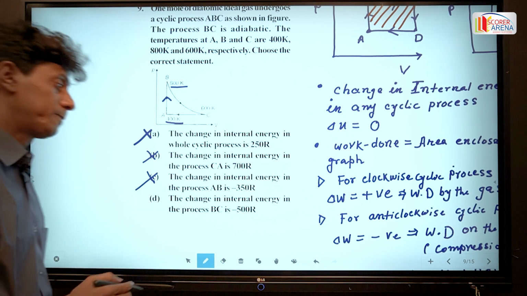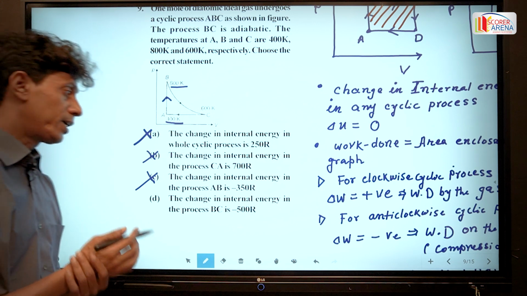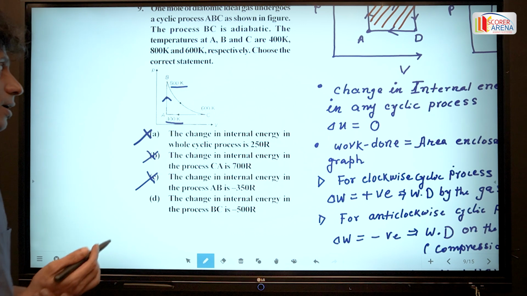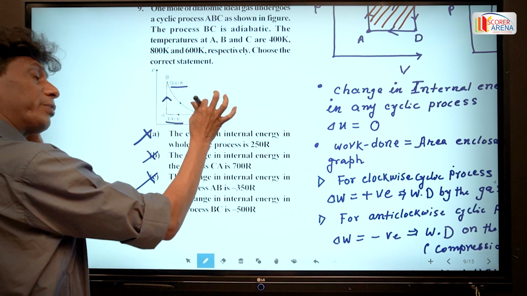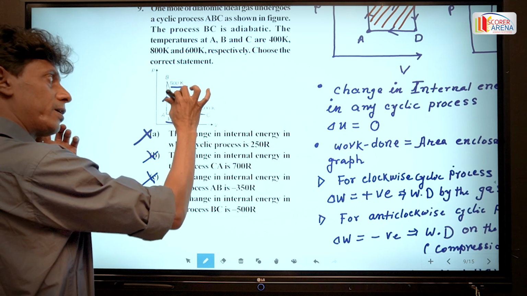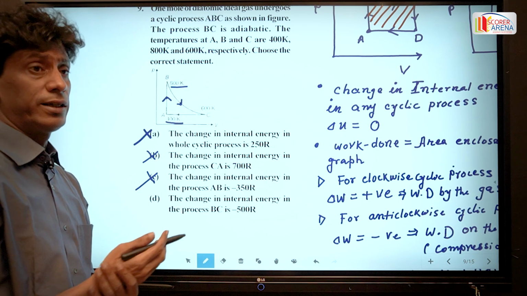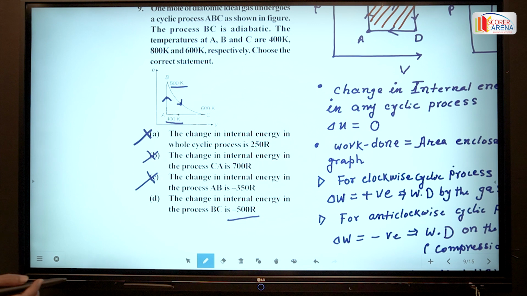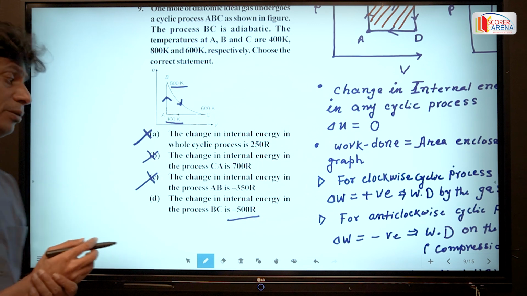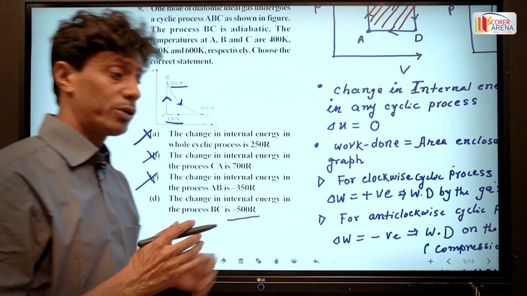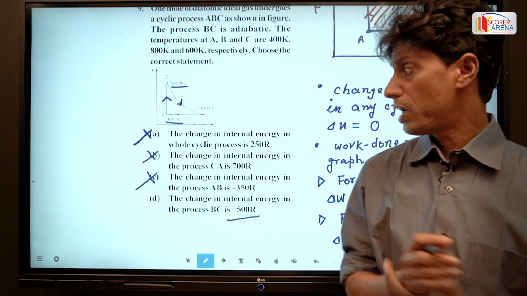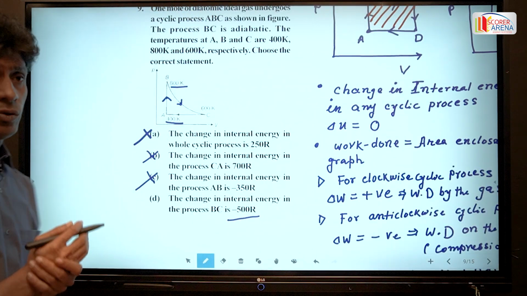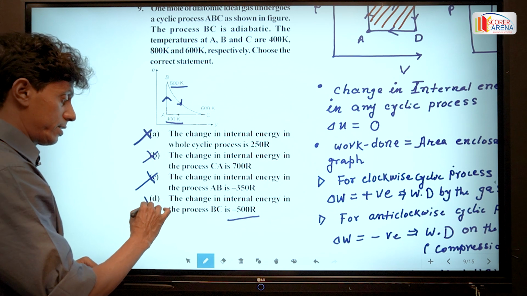So one option is here, the change in internal energy in the process BC is minus 500 R. Temperature goes from 800 Kelvin to 600 Kelvin, so the temperature decreases, and we can say the internal energy of the gas decreases. So minus 500 R, option D, may be the correct answer. Without calculation we can say, since A, B, C are not correct, definitely option D is the correct answer.